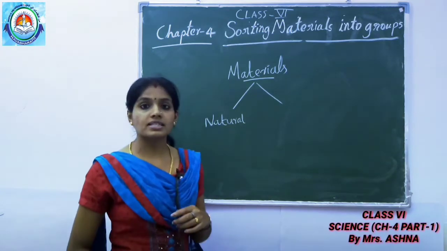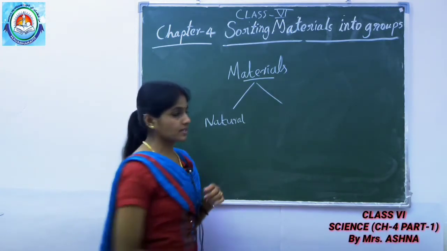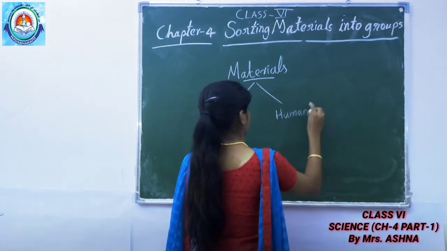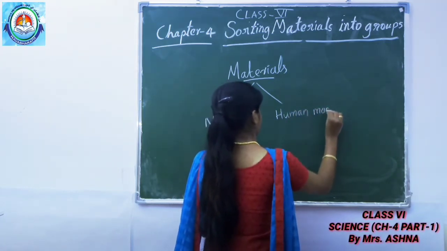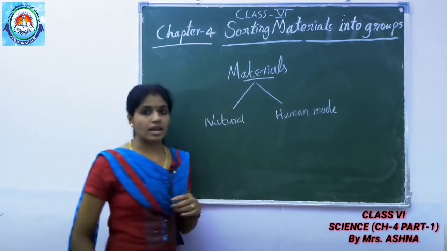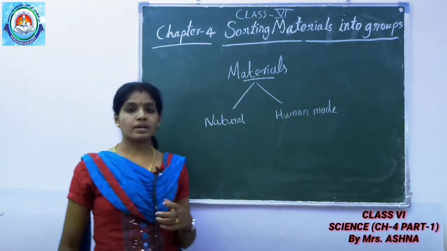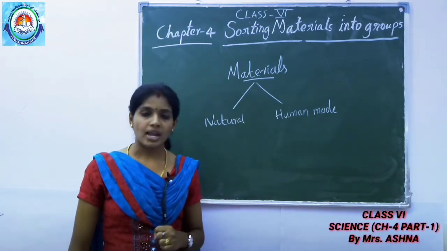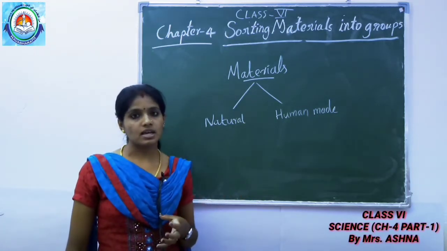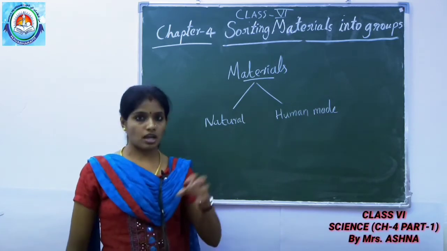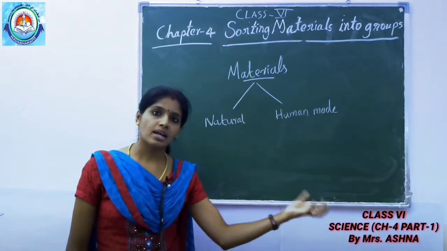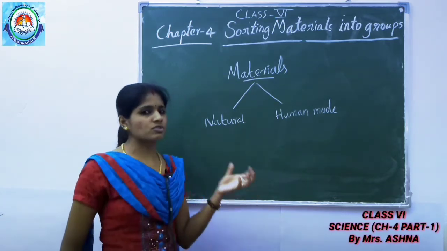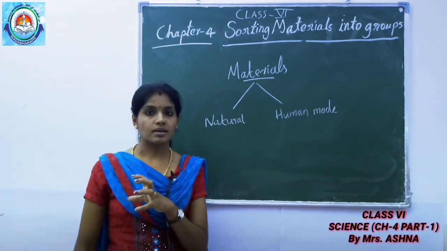And second one is human made materials. Natural materials and human made materials are two types of materials. Okay, natural materials means that obtained from nature. Human made, that made by human. What are the examples for natural material?